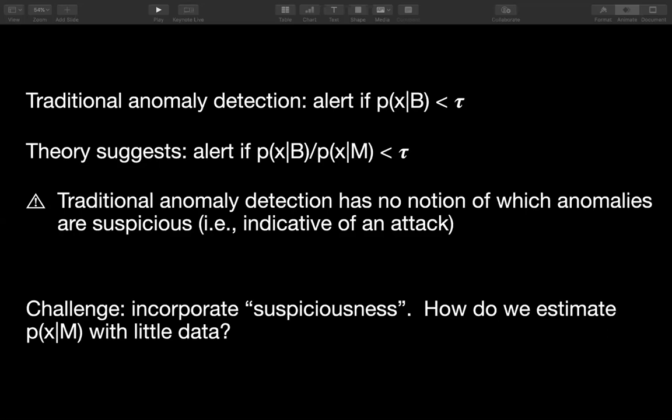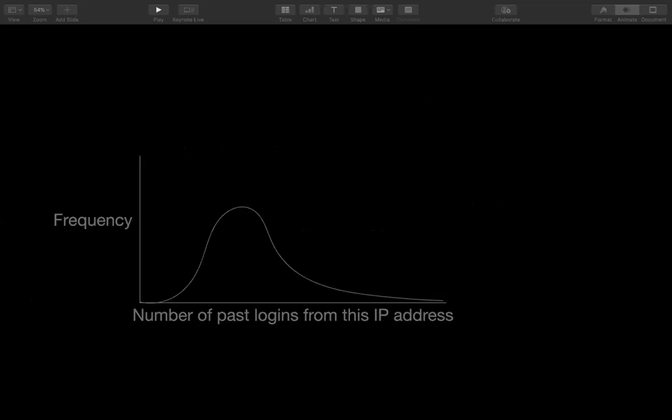Okay, so this is a lot of theory. Let me try to illustrate what I've been talking about with an example and some pictures. So here's an example taken from some of the work in our group, where we're trying to classify remote logins to detect which remote logins were malicious.